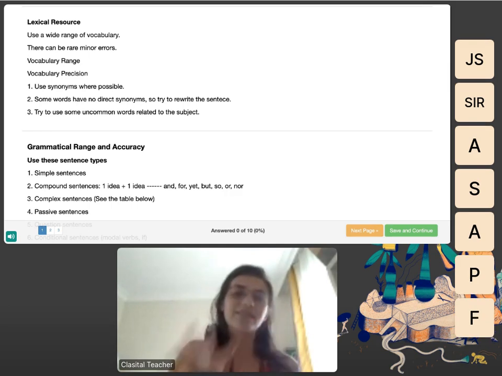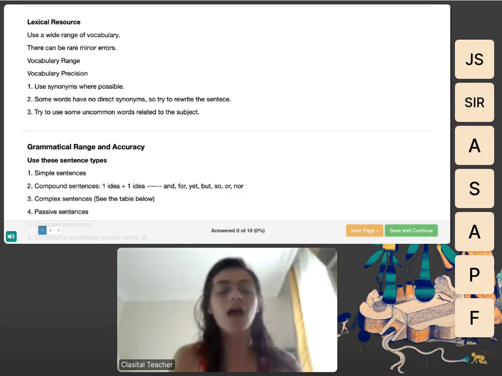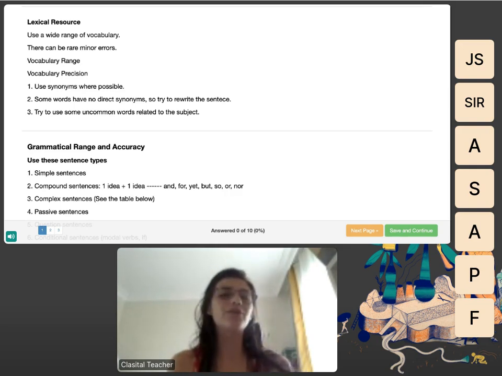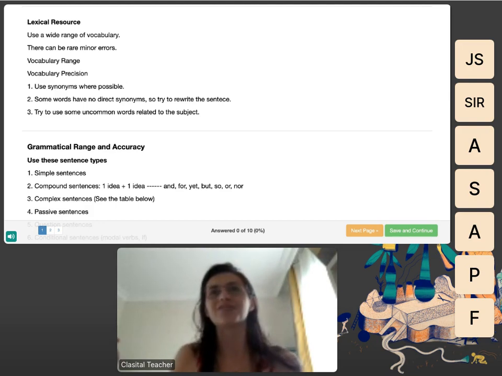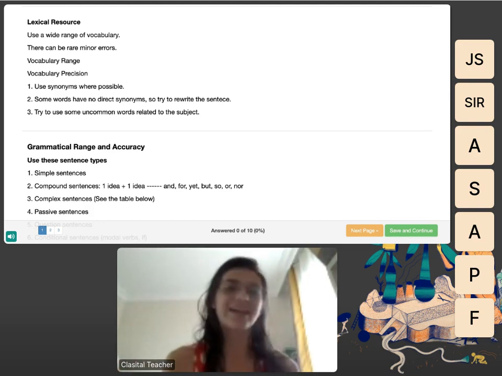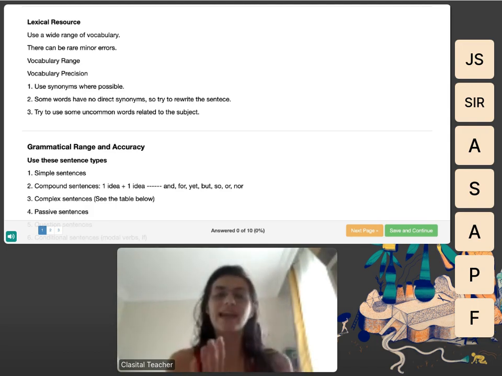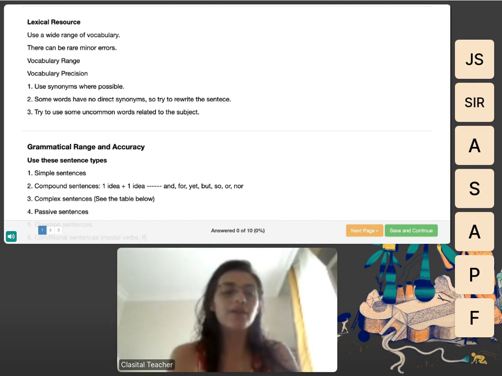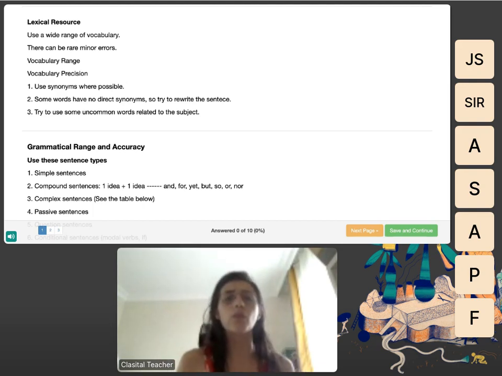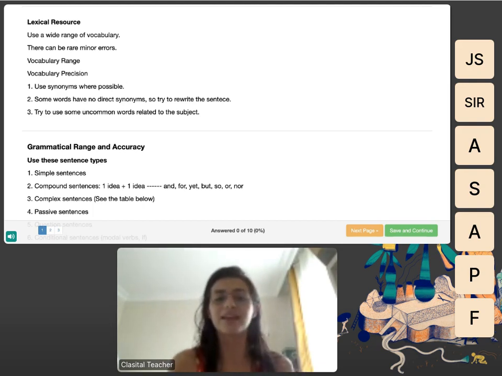And to get a good grade in this band, in lexical resources, you need to use synonyms where possible. So, for example, if you write important at first, you should write significant or vital or crucial later on, so that you can show the examiner again that you know all these words, these academic words, and that you can use them. So, apart from using synonyms, we also need to paraphrase the sentence.